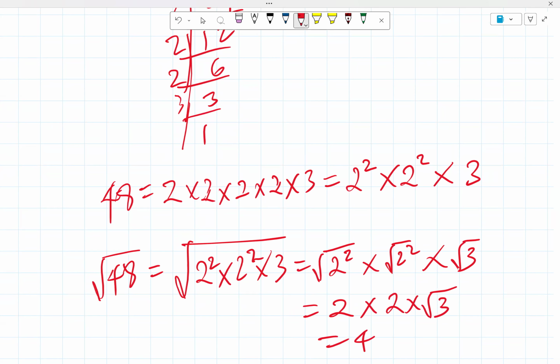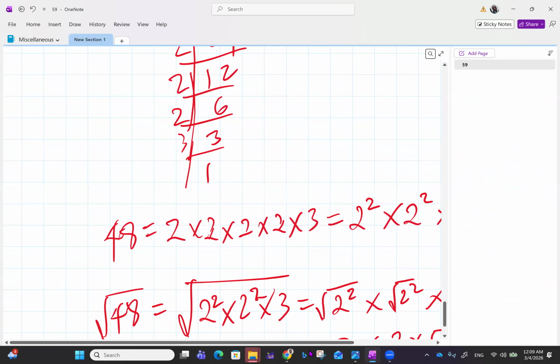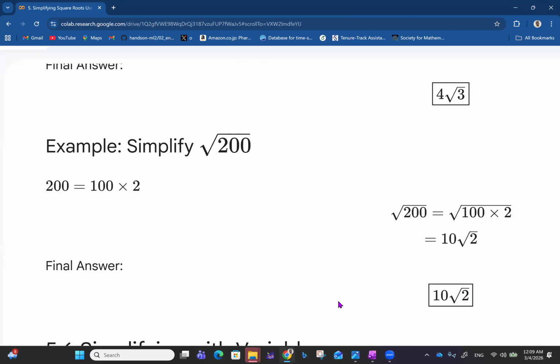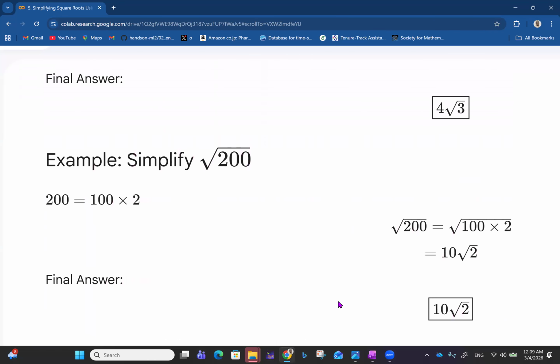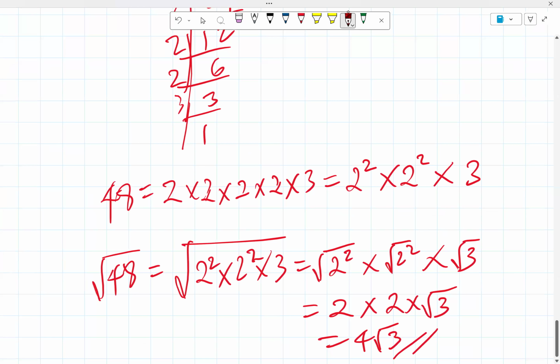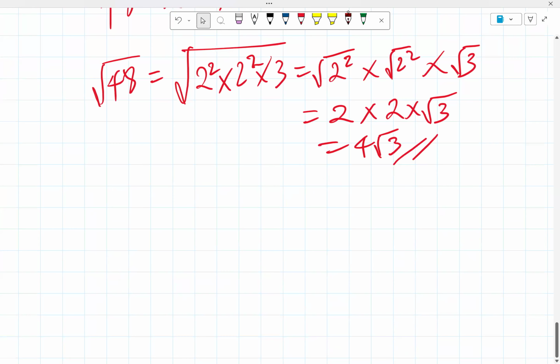So you have 4 root 3 as the square root of 48 in that manner. Okay, that's 4 root 3. Then for 200, of course, 200 is simply 100. I feel I should just still do that. I know it's very straight to the point, right? I just feel like I should not leave it to chance.